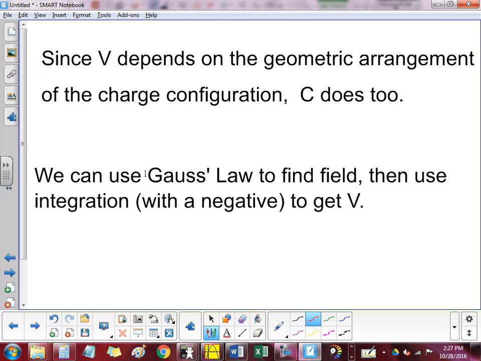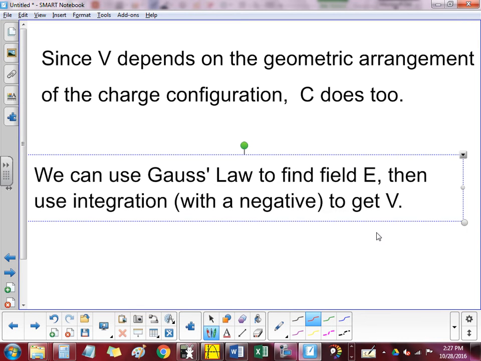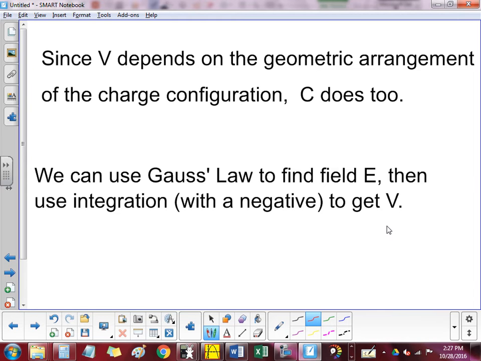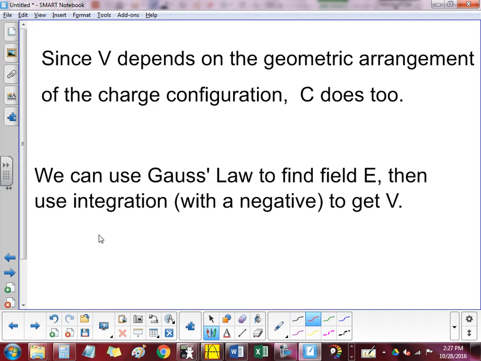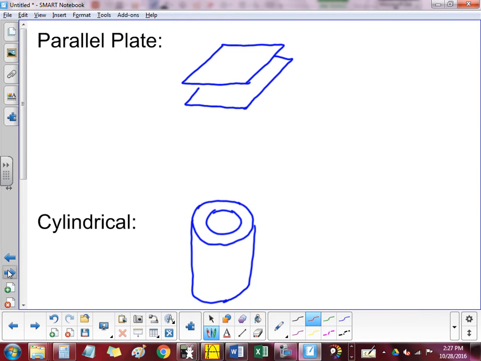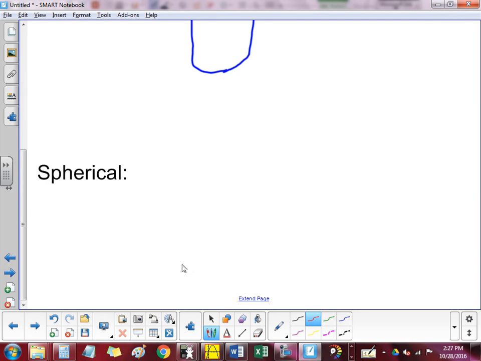Okay, since V is dependent on the charge configuration, C is also. And also, by the way, we can use Gauss's law to find the field, E, right? And then we can use integration with a negative to get the V. And then we can use C equals Q over V to get C. So in other words, it's kind of a chain of work, but you'd first find E and then convert it to V, and then Q over that would give you your capacitance. Okay, so there's 3 basic cases I want to do. I want to do the parallel plate, and then the cylindrical, and then the spherical case.